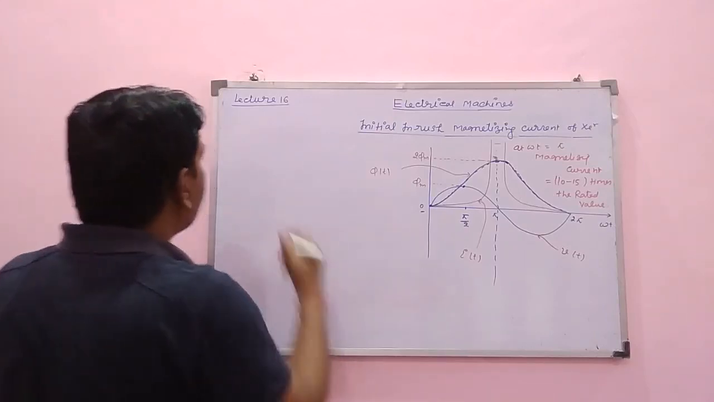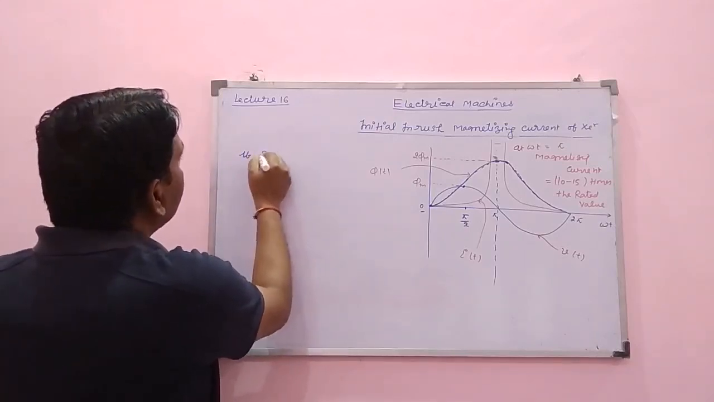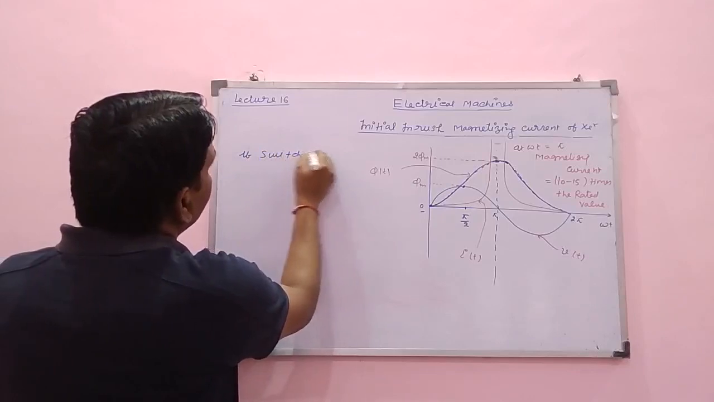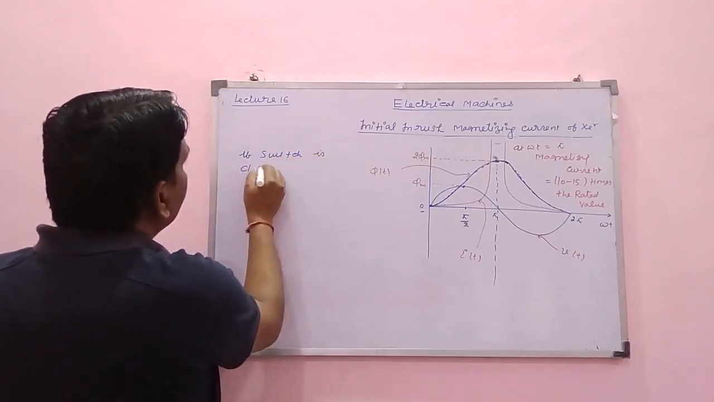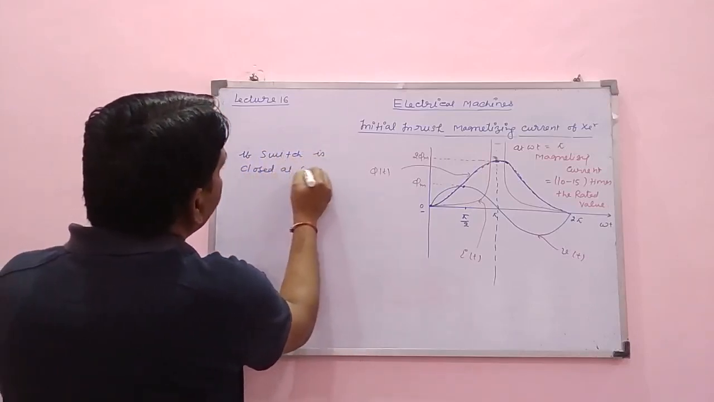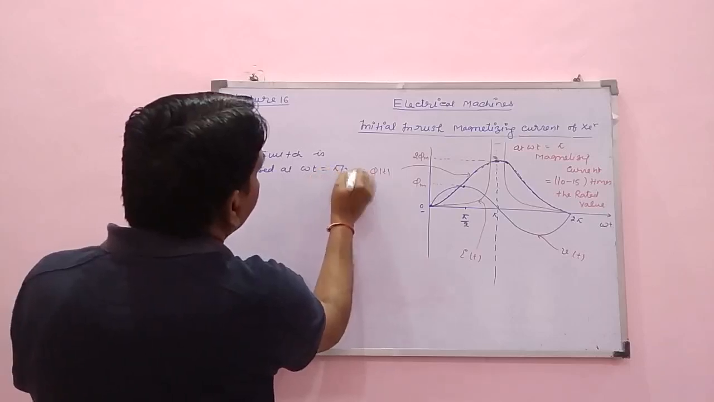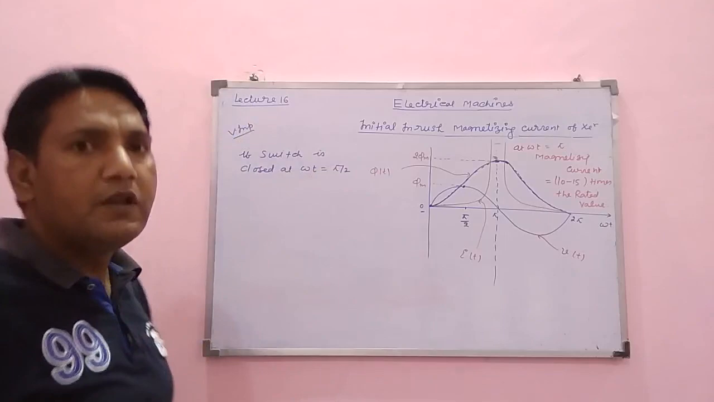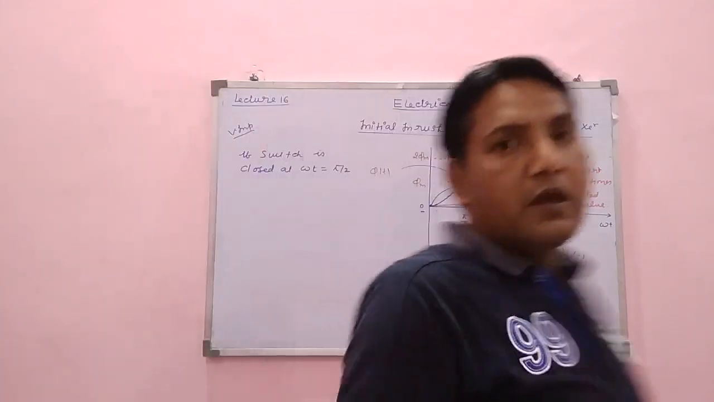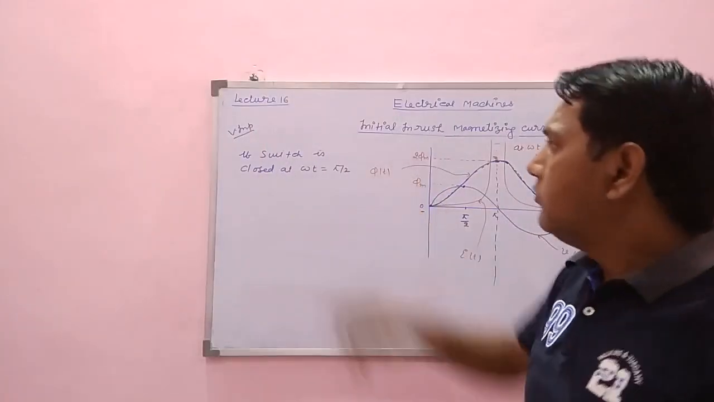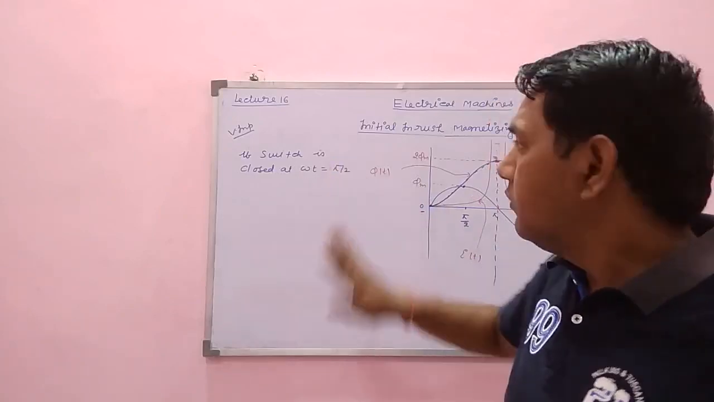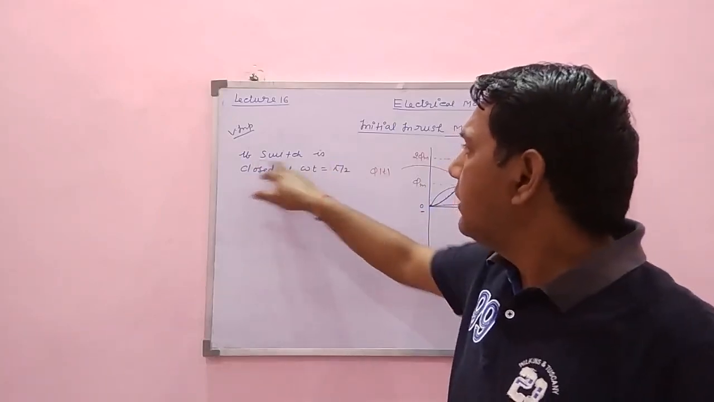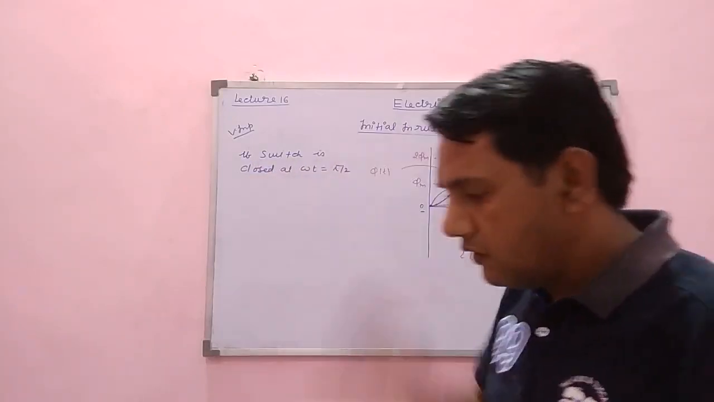So if the switch is closed at omega t is equal to pi by 2. See here, that is important. How to minimize the doubling effect? In the previous case, the switch was closed at omega t is equal to 0, but now we are making the switch to be closed at omega t is equal to pi by 2.